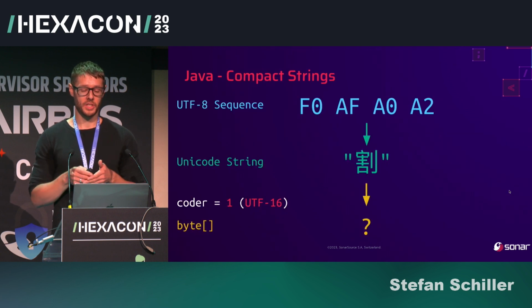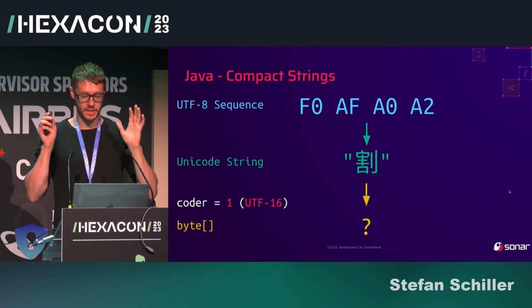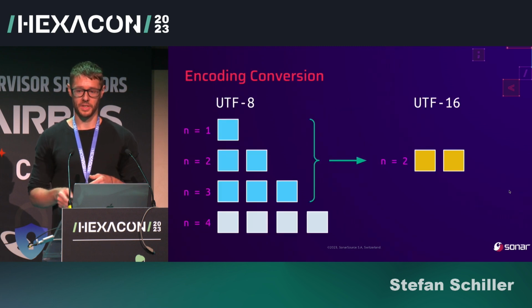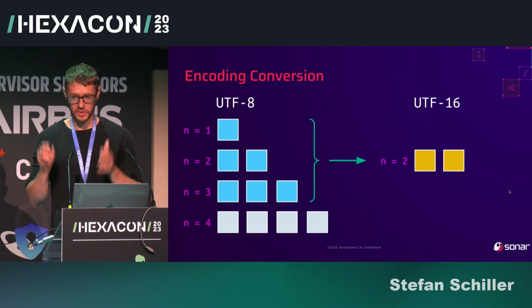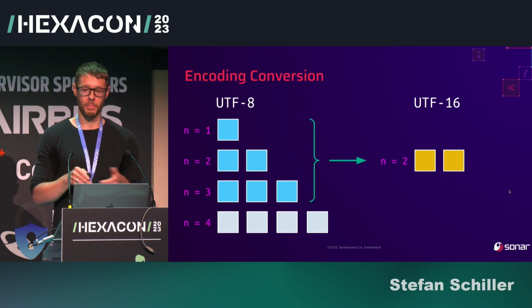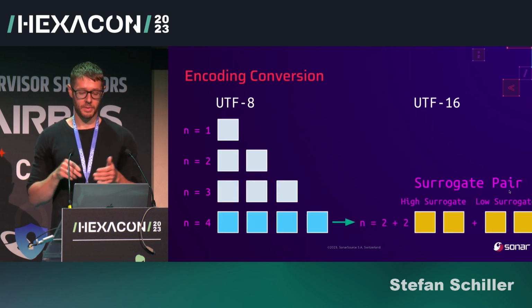Now back to our CJK Unicode character. In Java, we've already seen that this character is encoded with 4 bytes in UTF-8. The question is now, how are these bytes converted to UTF-16? And here we are actually getting to the problem. The 2 bytes of a UTF-16 character are enough to map the 1, 2, and 3 byte sequences of UTF-8. But it's not sufficient to map the 4 byte sequences. These sequences are mapped to a UTF-16 surrogate pair.